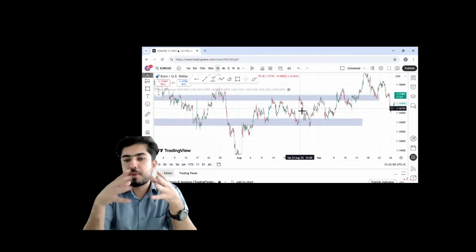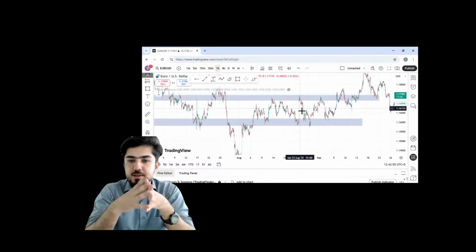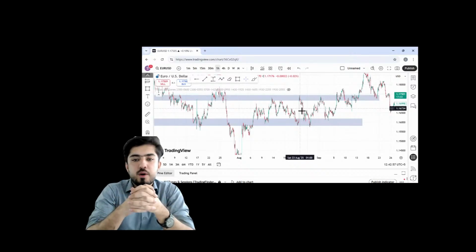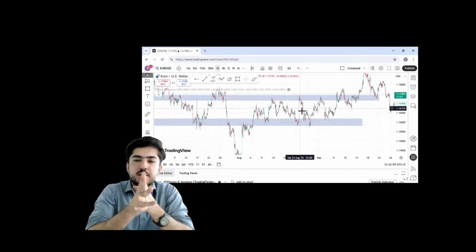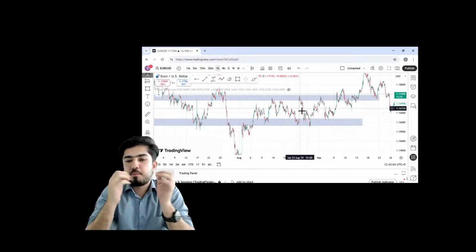I don't have to jump in. I have to wait for the price to come to my support or resistance, and then I will look for a confirmation. Now, for the confirmation, you can use anything. I personally use pin bar candle.